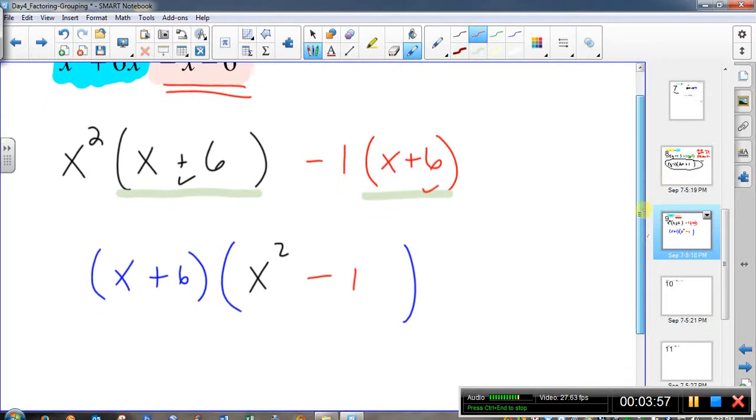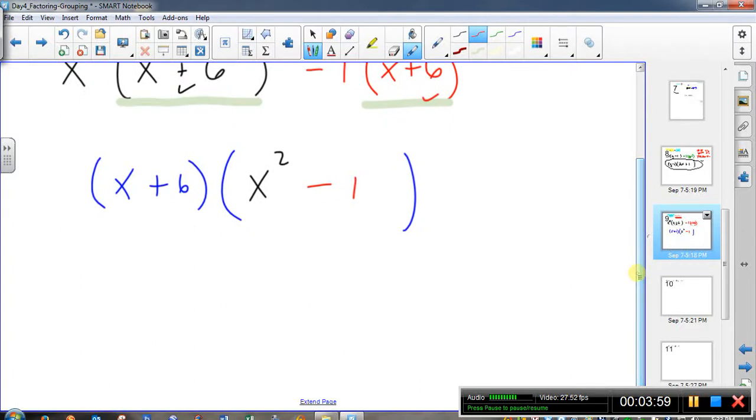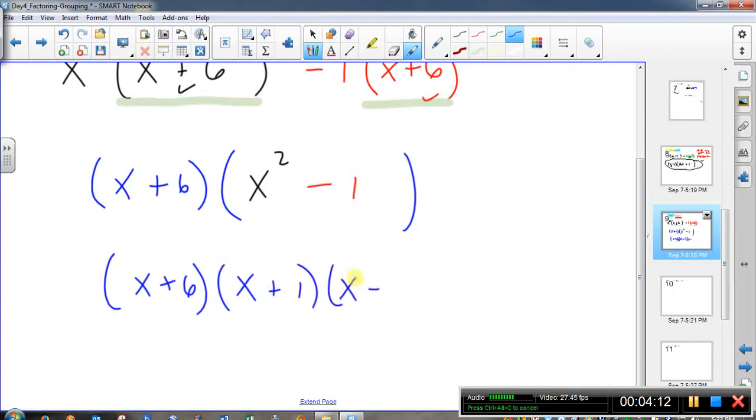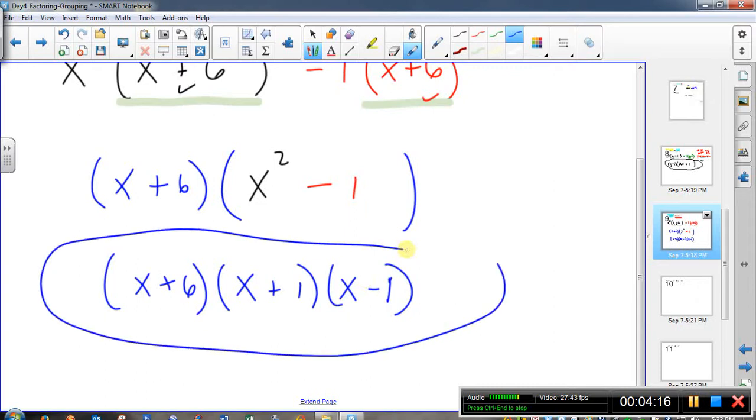In this case, I can't stop there, but this isn't anything new. I'm looking at difference of two squares here. So I'll bring down the x plus 6 that's not changing. I'll get busy factoring this as difference of two squares: x plus 1, x minus 1. Give a quick check. None of those factors can go any further, so we'll circle that, and that's my answer.